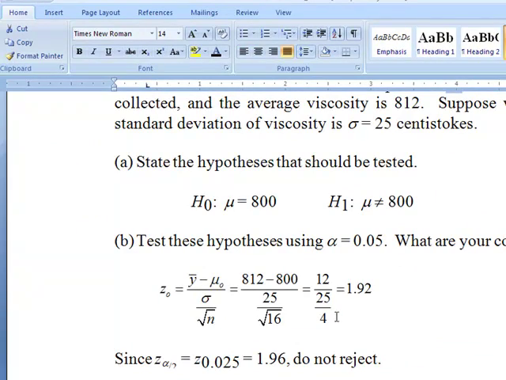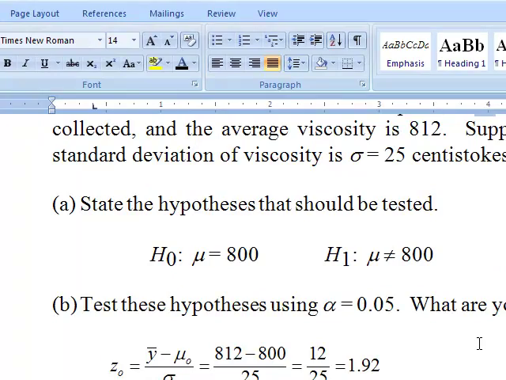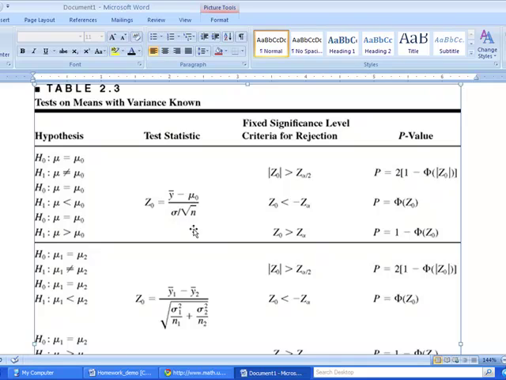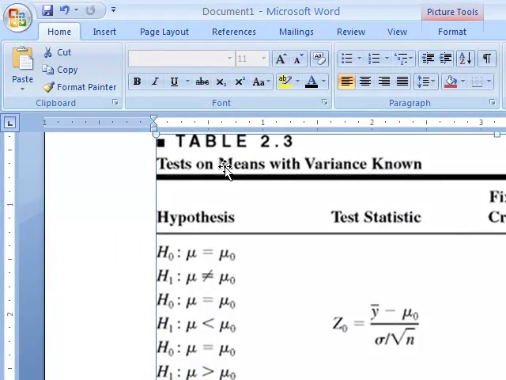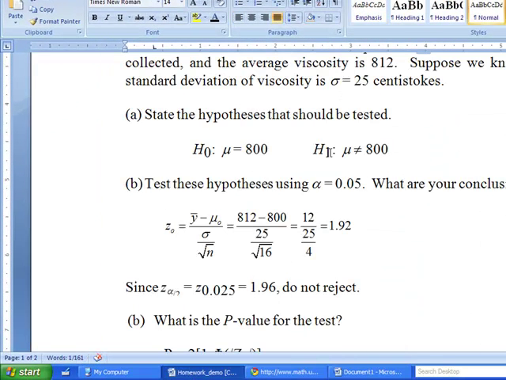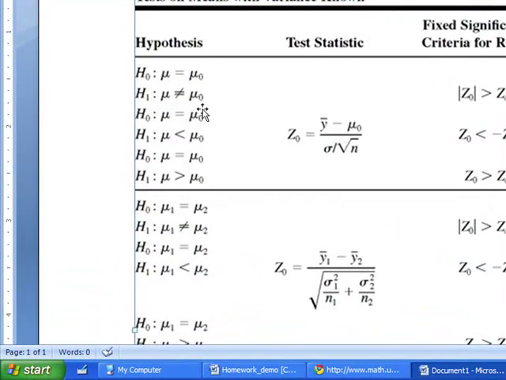What is alpha here? Alpha is the significance level, which is 0.05, right? So again we go back to table 2.3. In this case we test of means, that is correct. Our hypothesis is based on means. Variance is known. Variance is 25 centistokes, right? Standard deviation is 25 centistokes. Variance is the square of standard deviation, so variance is known. And first hypothesis, correct?